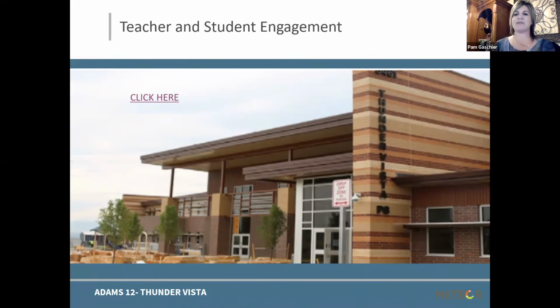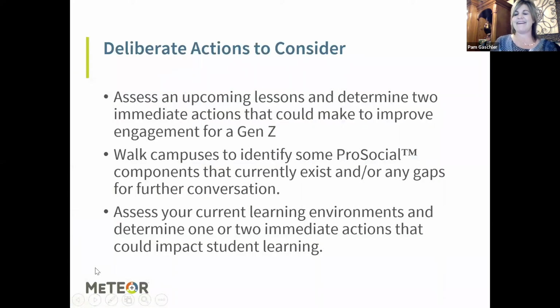pieces that we need to have in place to make an environment for Gen Z students, as well as engaged students and teachers. I have a few deliberate actions that I would like you to consider for next steps. You can do them tomorrow or the next week, but assess your upcoming lessons and determine 2 immediate actions you could make to improve the engagement of Generation Zs. How about you walk your campus or take a look in your own classroom and key in on some of those pro-social components?